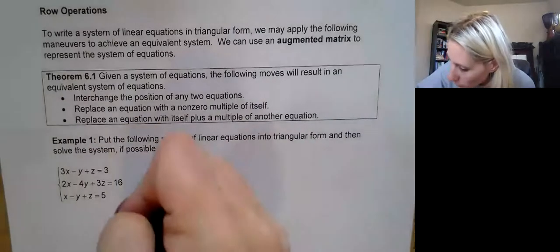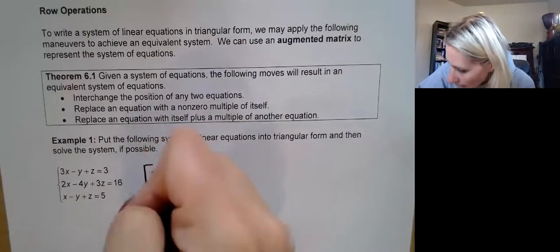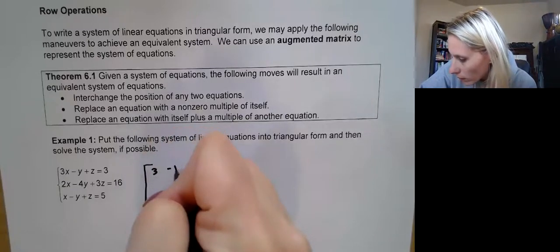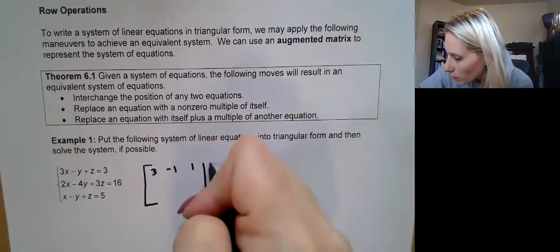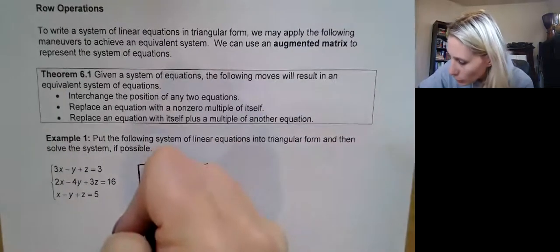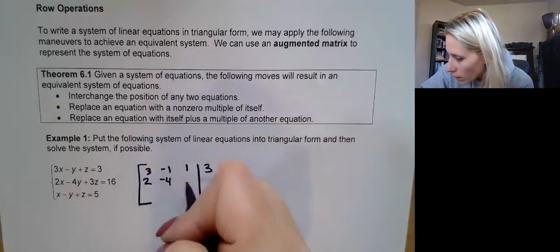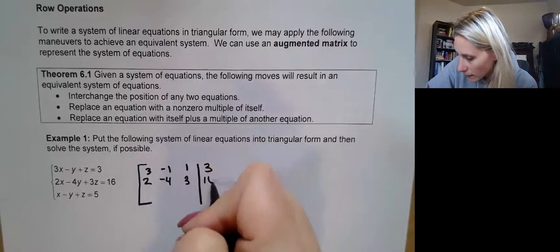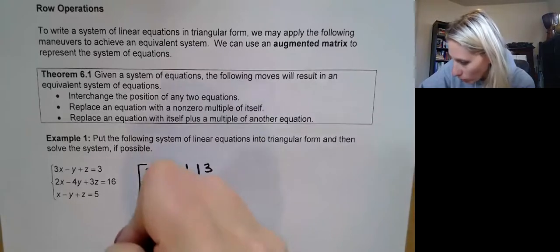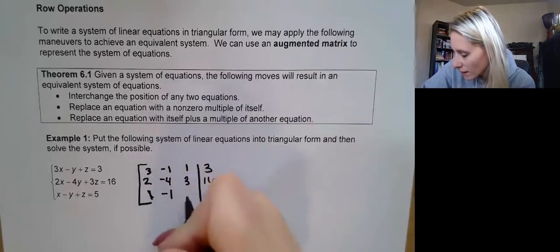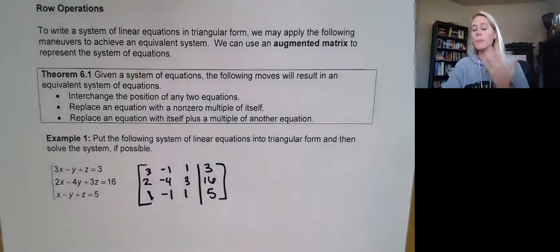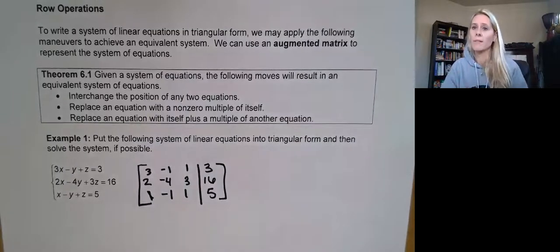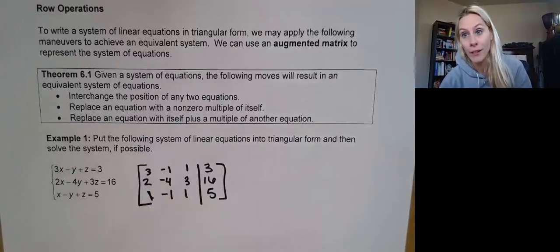So when I make my matrix, I have 3, -1, 1, and then usually when there's that equal sign, they have a line down here, and put 3. 2, -4, 3, 16. 1, -1, 1, and 5. As you can see, your first mistake could be forgetting a negative. So don't do that. Make sure all your numbers line up. Otherwise you do a lot of work for nothing.